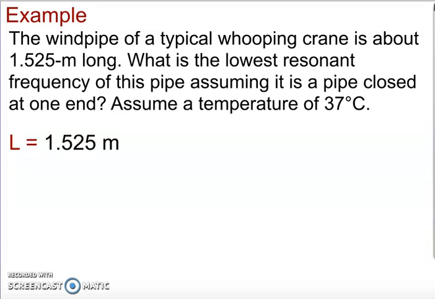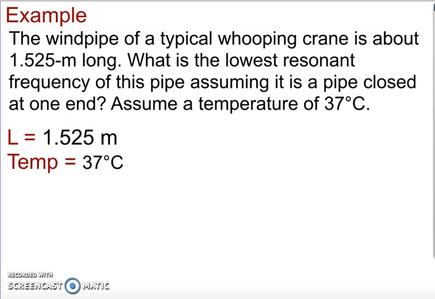And we're going to do that by looking at our givens. We've got the length of our tube, which is the windpipe. The length is 1.525 meters. The temperature of the air is 37 degrees Celsius, which is going to impact our speed of sound. 37 degrees Celsius is pretty warm.